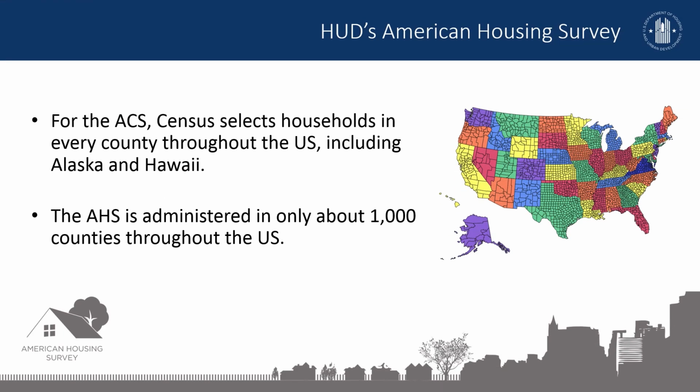Let's take a closer look at how Census picks who receives the AHS and the ACS. For the ACS, Census selects households in every county throughout the U.S., including Alaska and Hawaii. Because of its small sample size, the AHS is not conducted in every county throughout the U.S. In fact, the AHS is administered in only about 1,000 counties throughout the U.S. These 1,000 counties are selected to be representative of all other counties.